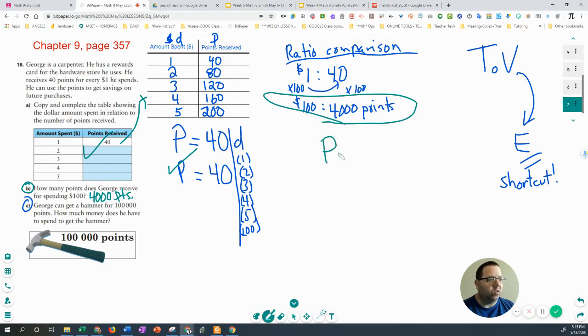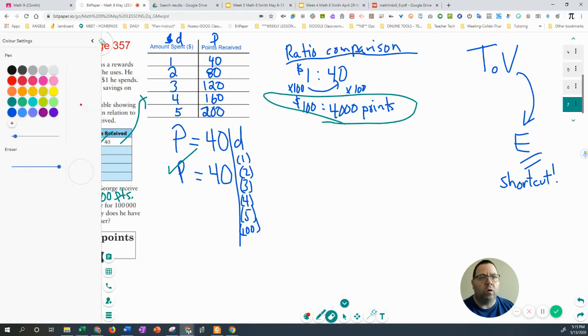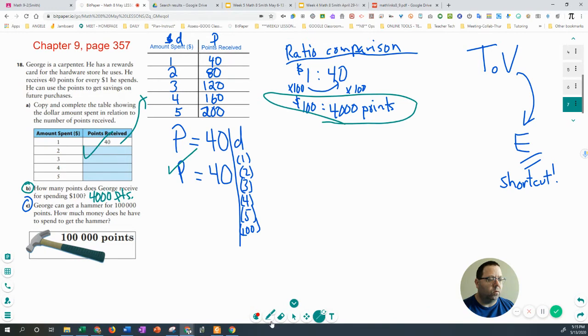In other words, let me write this over. Actually, let me do it in a different color so that we don't confuse our work. Okay, so C is going to be red, all right? So let's start with our formula. Points is equal to 40 points for every single dollar.